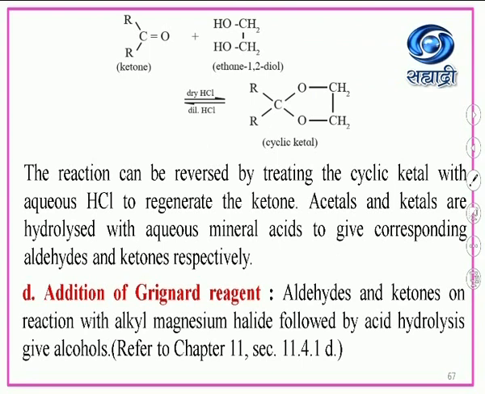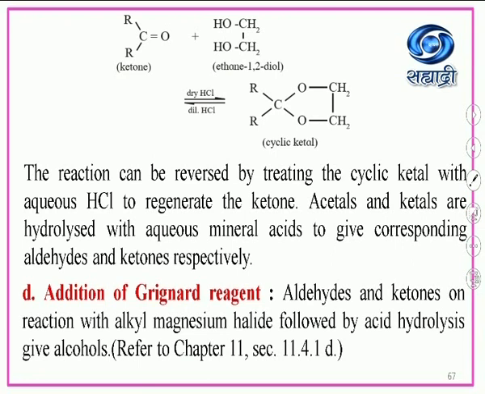What are you getting? A cyclic ketal is obtained. Why is it called a ketal? Because it is obtained from the ketone. When the cyclic ketal is treated with dilute HCl, you will get the reactants, the original products. The reaction can be reversed by treating the cyclic ketal with aqueous HCl to regenerate the ketone. Acetals and ketals are hydrolyzed with aqueous mineral acids to give the corresponding aldehydes and ketones respectively.